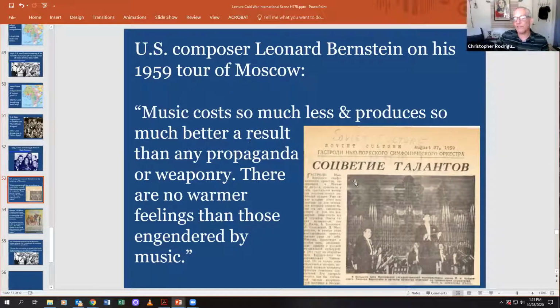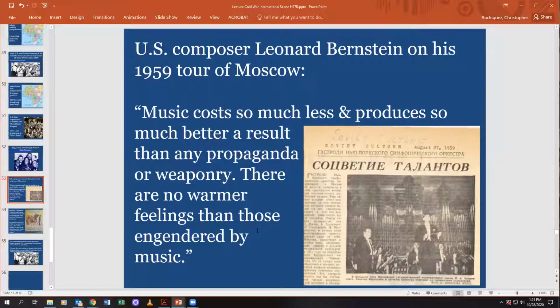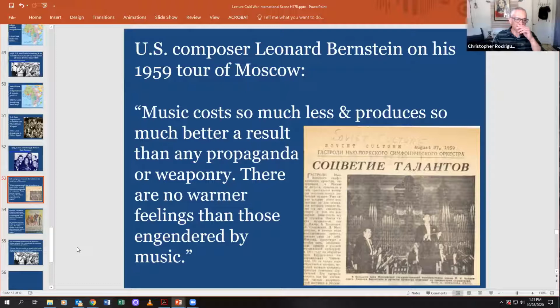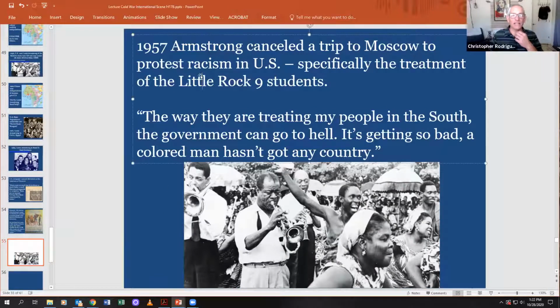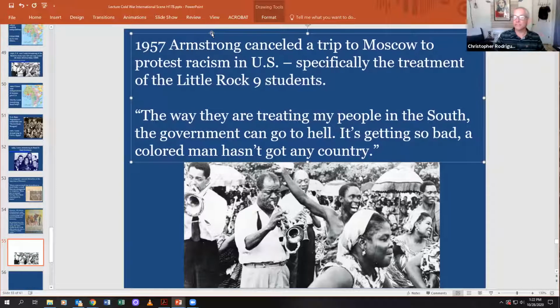So when Leonard Bernstein went to the Soviet Union, he was well received. If you could read Russian, this is a very pro-Bernstein piece on his trip there. However, Louis Armstrong was not just the State Department's Uncle Tom, shucking and jiving whenever the State Department wanted. In 1957, as you'll remember, there were the Little Rock Nine students who were being harassed because they were trying to desegregate the Little Rock High School. You saw that in a previous section.